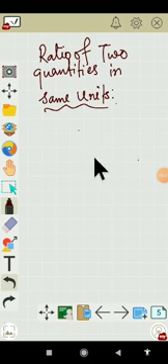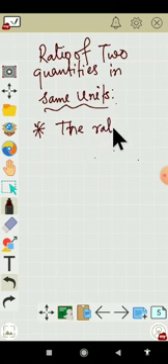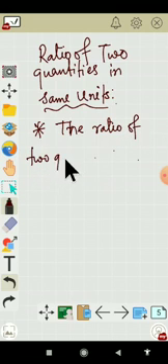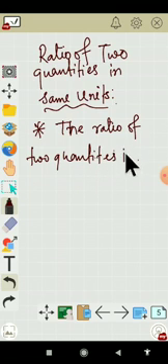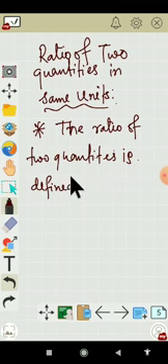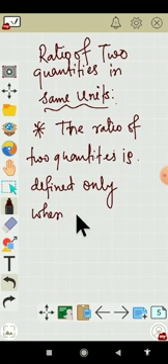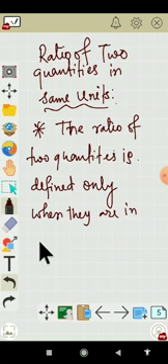The ratio of two quantities is defined only when they are in the same unit. So we have to remember the ratio of two quantities is defined only when they are in same unit.